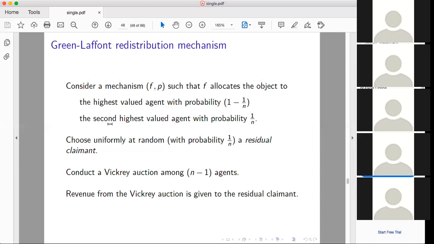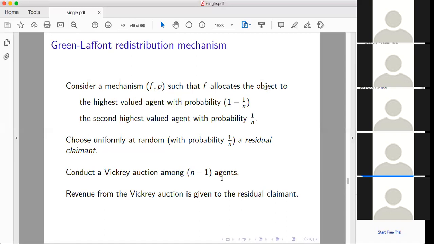We have already studied earlier that a convex combination of deterministic mechanisms is always an incentive compatible mechanism. So if you take deterministic incentive compatible mechanisms and take a convex combination of them, that will always generate a dominant strategy incentive compatible mechanism. Hence, uniformly choosing a residual claimant with probability 1 over n and doing a Vickrey auction is a dominant strategy incentive compatible mechanism.